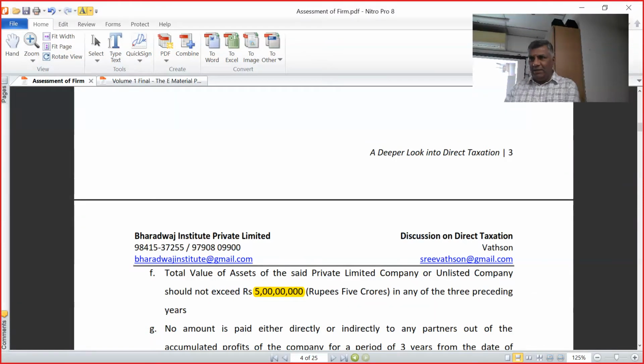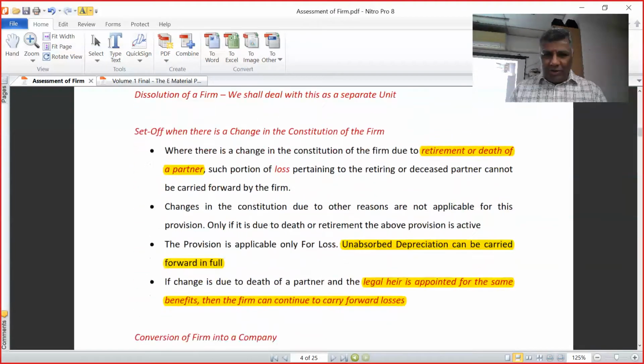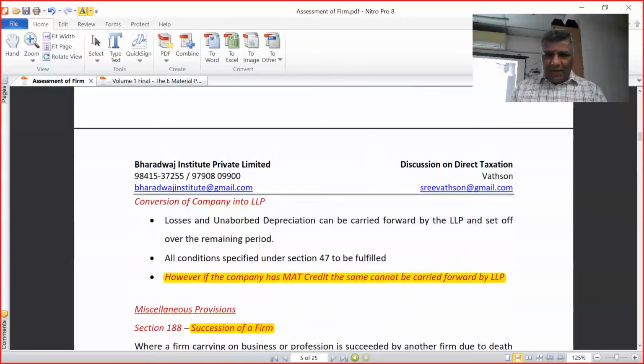This is the theoretical part. But I want you to understand something else also, which is very important. On conversion of a company into LLP, losses and unabsorbed depreciation can be carried forward by the LLP and set off over the remaining period. This is mainly for losses. So if 5 years of the company are over, the remaining 3 years apply. All conditions we read should have been fulfilled. However, MAT credit cannot be carried forward, because the computation itself is different. AMT computation and MAT computation are different. Remembering this, I am coming to this particular question.